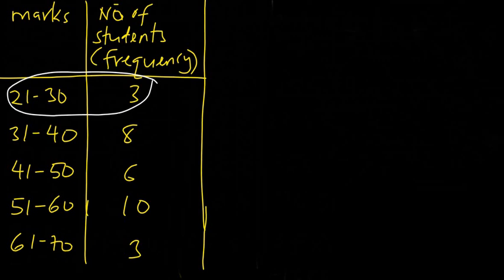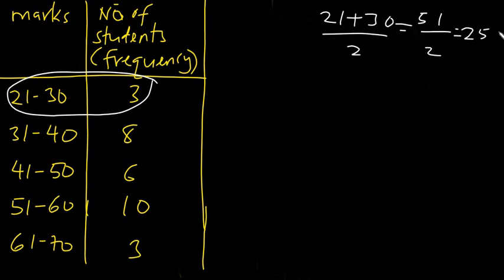The value that we're going to use is the one that is exactly in between 21 and 30. To get that value, we add 21 to 30 and then divide by 2. So this is going to give us 51 divided by 2, which is 25.5.